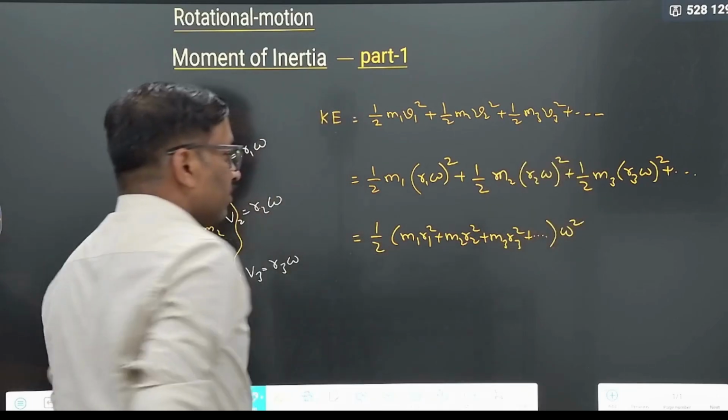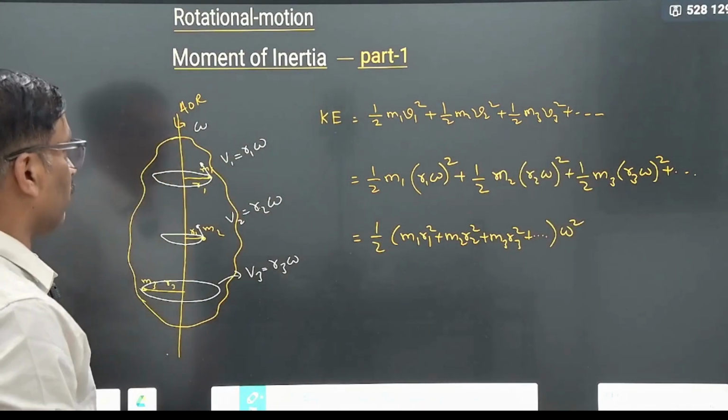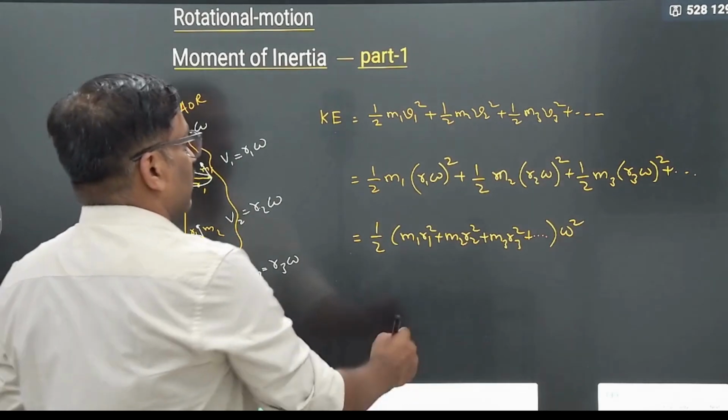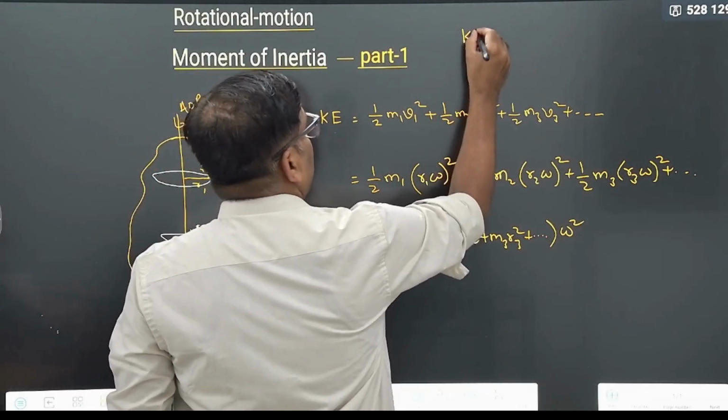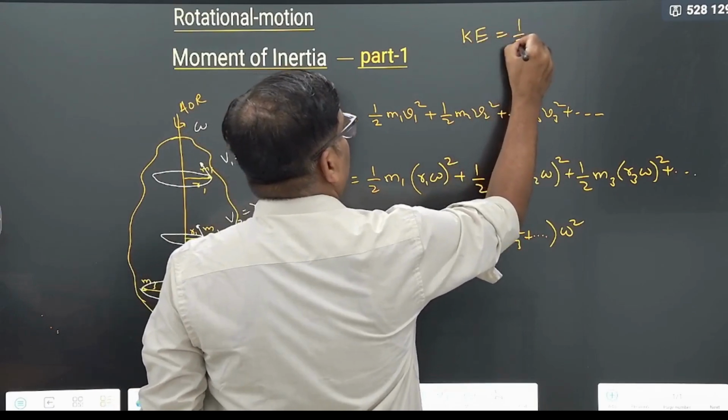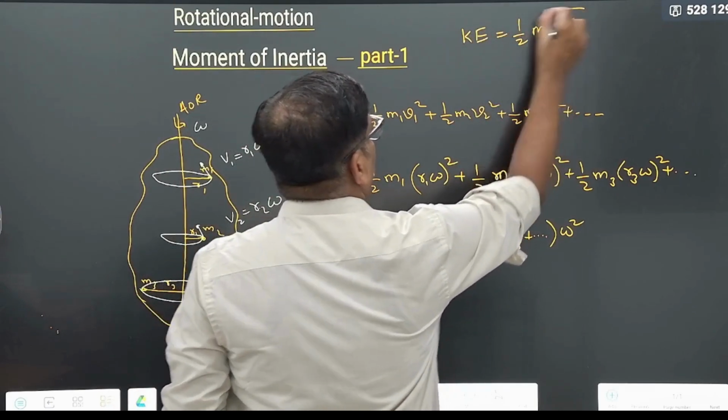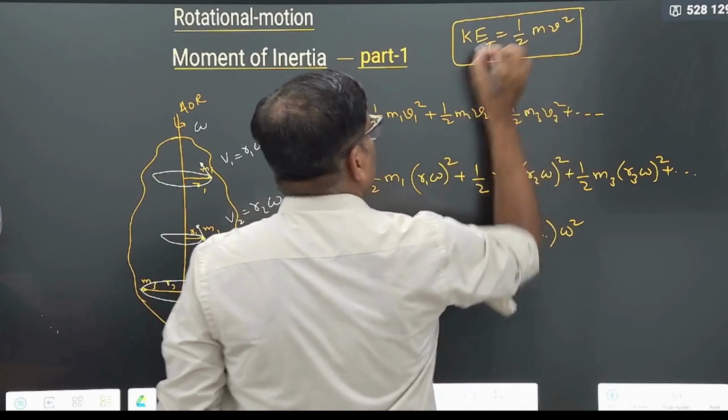Clear? Now we know the kinetic energy of a particle. What is the formula? It is equal to half m v square. This is the translational kinetic energy.